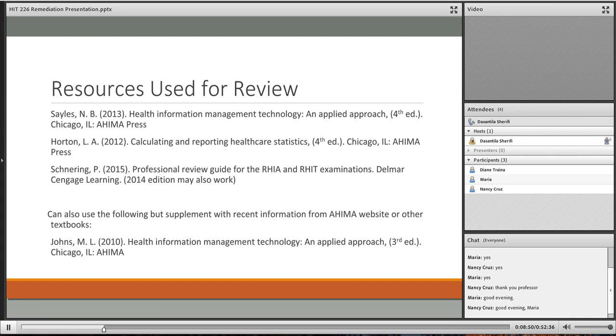Now, some of you, depending on when you started the program, might still have the Johns textbook if you purchased the hard copy, and that is fine. There are some chapters that don't quite match with Sales. Sales is the newer edition. But if you have that, that's fine. It will also work for this particular domain.